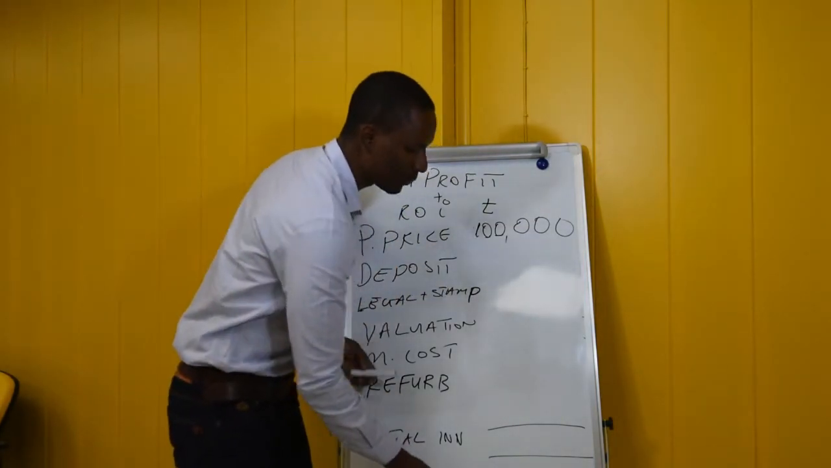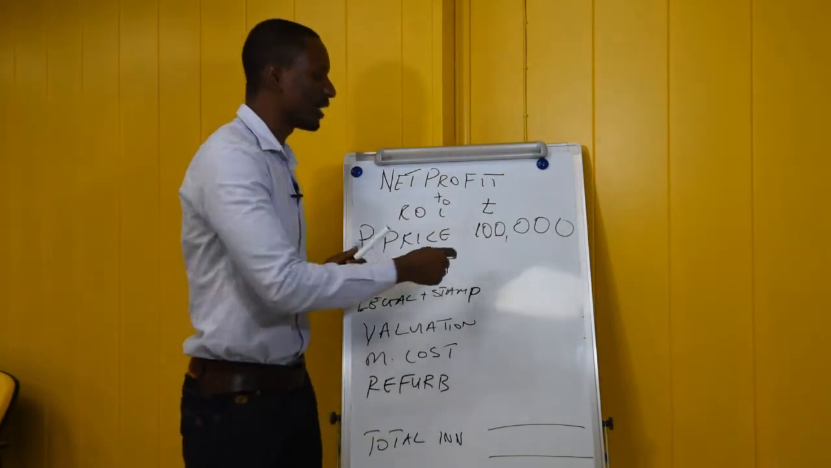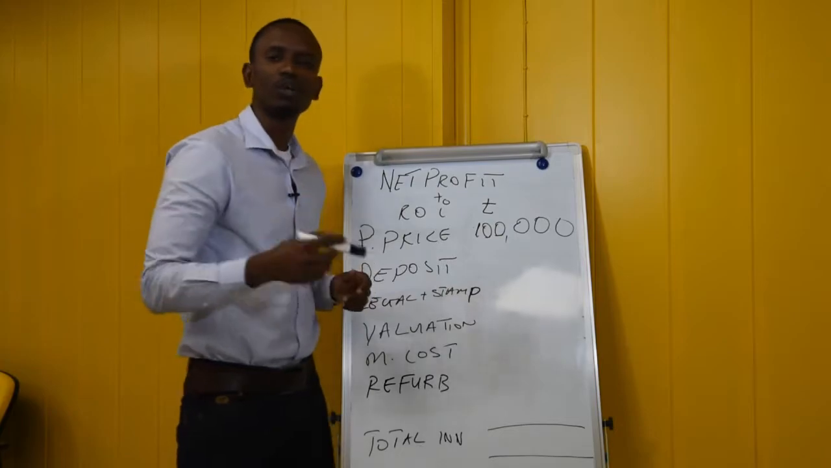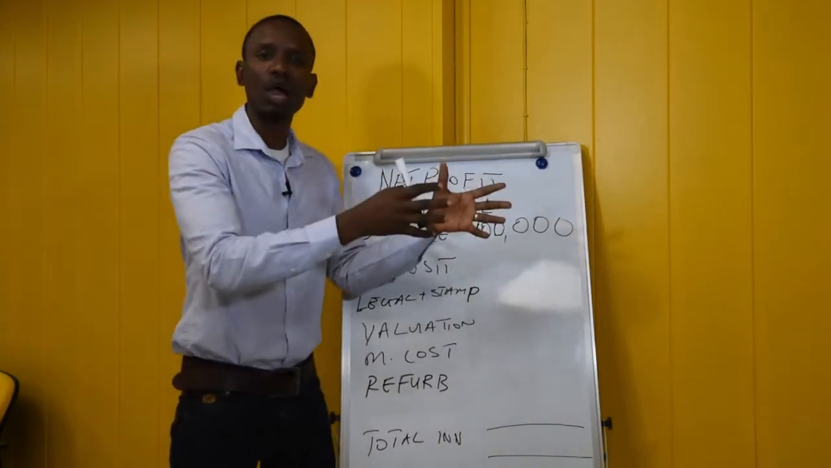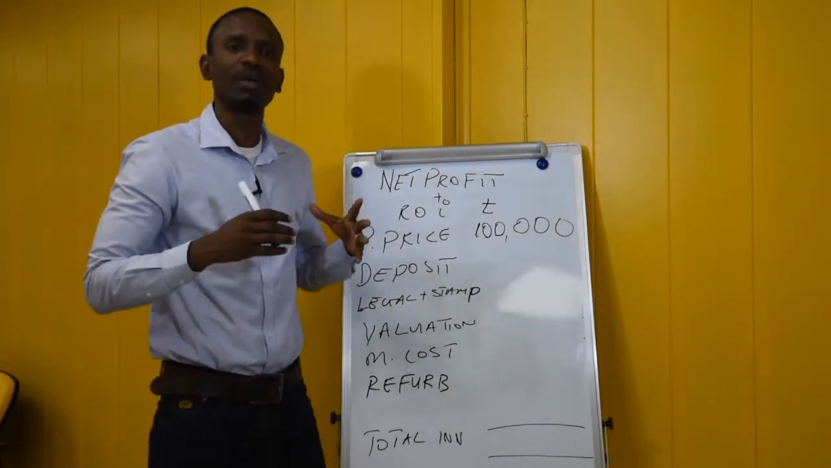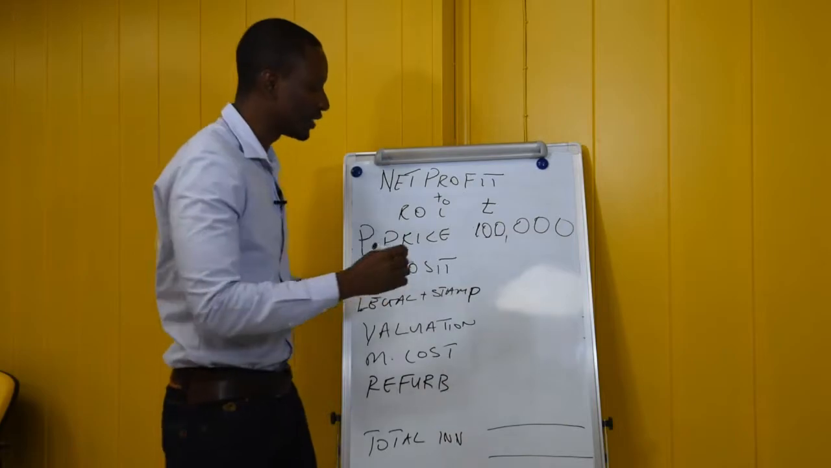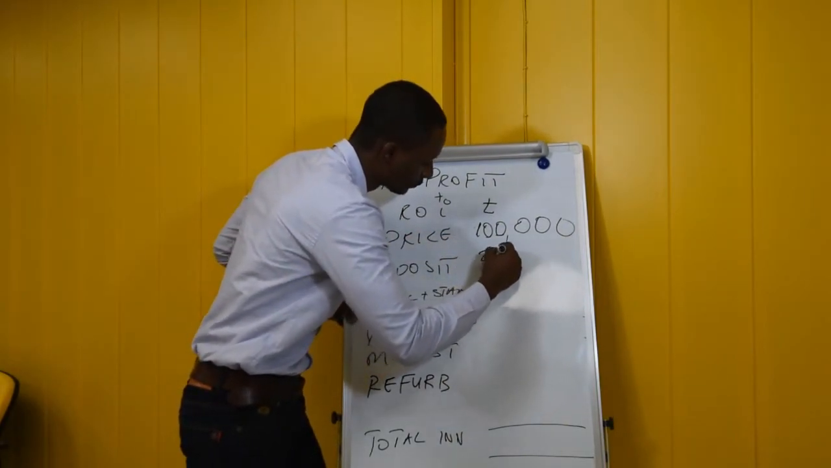So if we bought a property for £100,000, we would require to pay 25% of the £100,000 to the bank who is lending that money to us for us to be able to buy the property, okay? So we will need to put down £25,000.